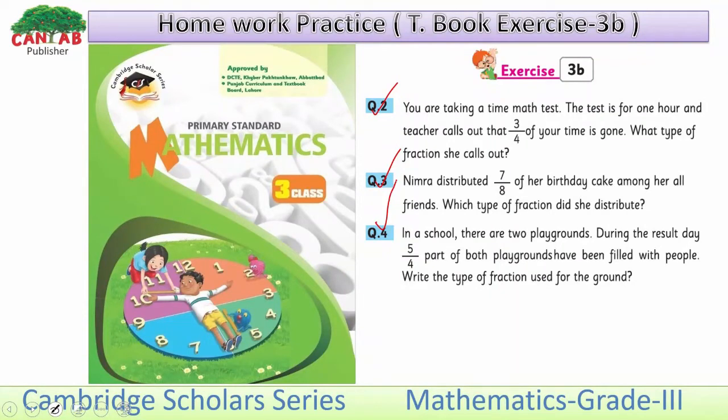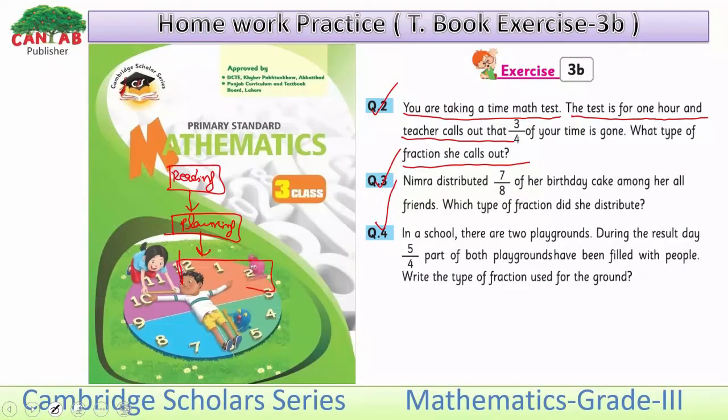Look at question number 2. You are taking a math test. The test is for 1 hour and the teacher calls out that 3 over 4 of your time is gone. What type of fraction does she call out? You have to involve in this question and follow the flow chart which we have done in our previous lectures about how to solve a mathematical word problem. One thing, this flow chart: reading, planning, and then solution.